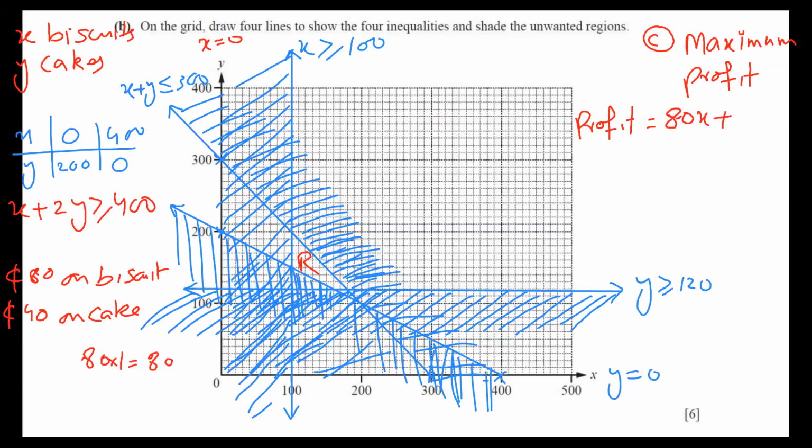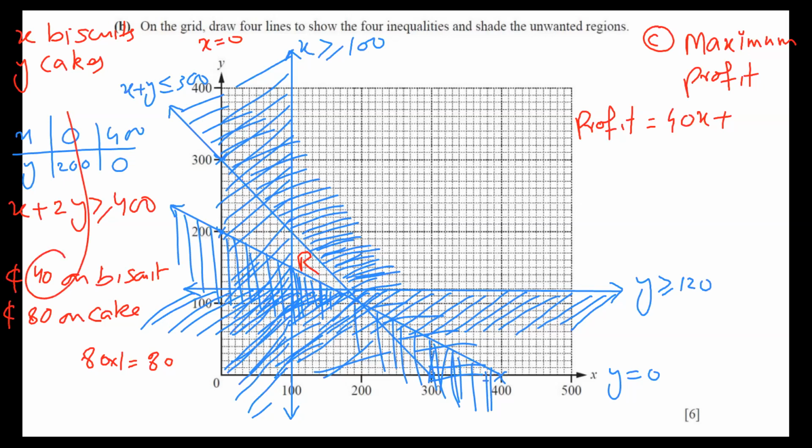Similarly, for biscuit cakes, we have a 40. So for cake, we have a 40. I think so. I'm going reverse. I should change the different numbers. So it is a reverse. So biscuit is a 40 and cake is 80. So it means this I can write. I can rub it and write 40 here because 40 is the profit on each biscuit.